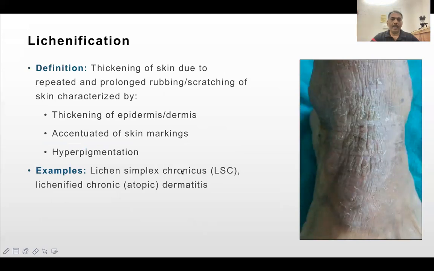So you can see several claw-like projections extending beyond the margin of the area of the trauma. Lichenification. Thickening of the skin due to repeated or prolonged rubbing or scratching of the skin leads to three changes. First of all, the thickening of the epidermis and the dermis. The skin markings are accentuated and the pigmentation is increased. So these three features, secondary to rubbing or scratching, that is thickening, increase in the skin markings and hyperpigmentation, is called lichenification. Examples of such diseases are lichen simplex chronicus, which you can see in this picture, and lichenified chronic atopic dermatitis.